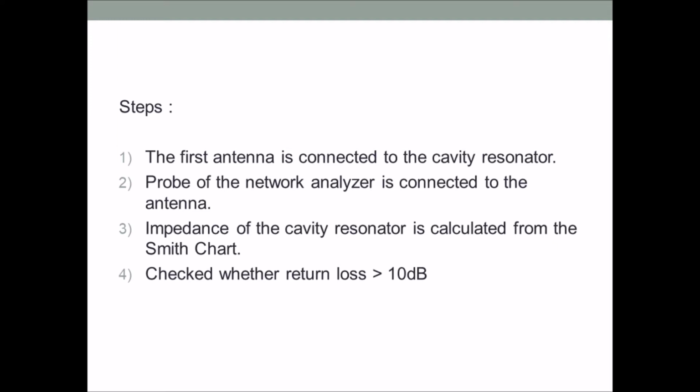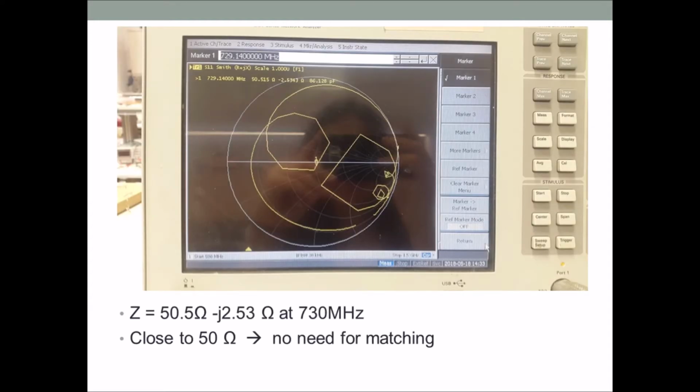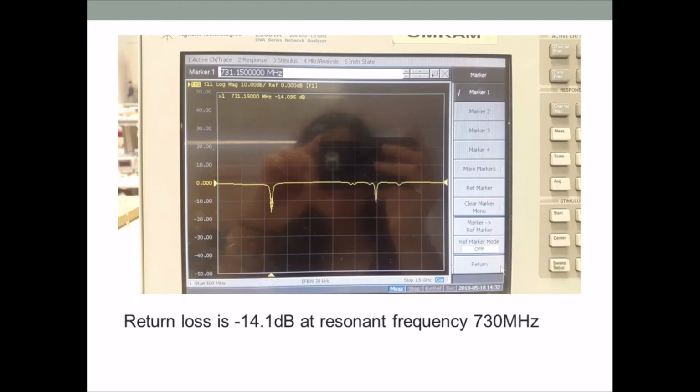As seen here, the impedance of the cavity resonator is approximately 50 ohm with a small imaginary part. However, it's not necessary to match this cavity resonator because from the previous labs we already know that even after matching, we might still have such a small imaginary part. And it was also seen from the dB graph that the return loss is greater than 10 dB as required.